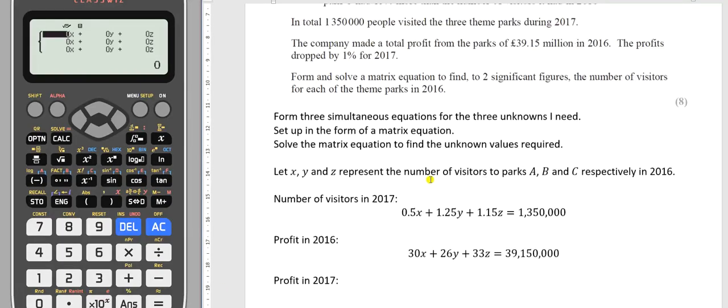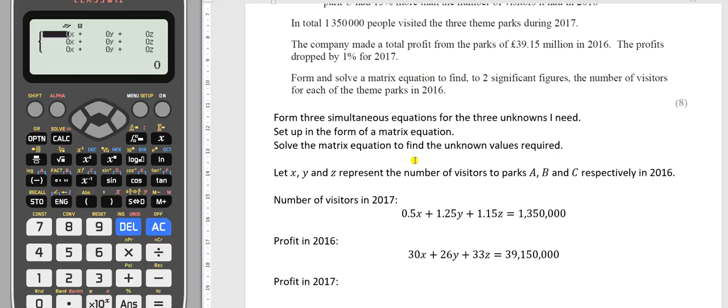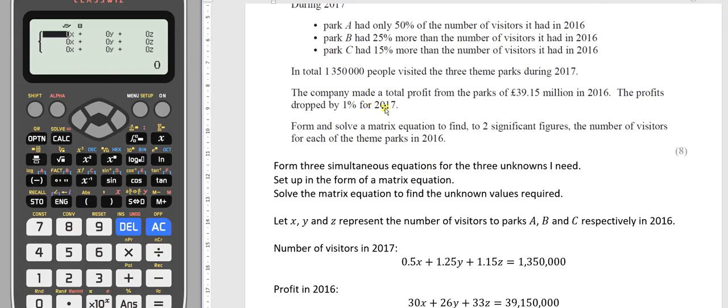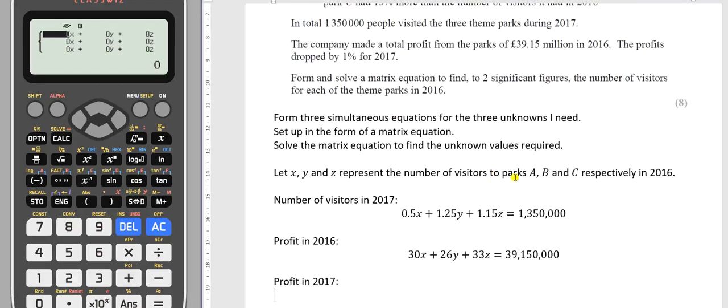The next equation we're going to make, there must be a third one, we'll need 3 equations to solve for 3 unknowns, is the profit in 2017. Although they didn't give us this directly, they did say the profits dropped by 1% for 2017. So I know that on the right-hand side, I have 0.99 times 39,150,000. And on the left-hand side, I need to know exactly what the equivalent of this is.